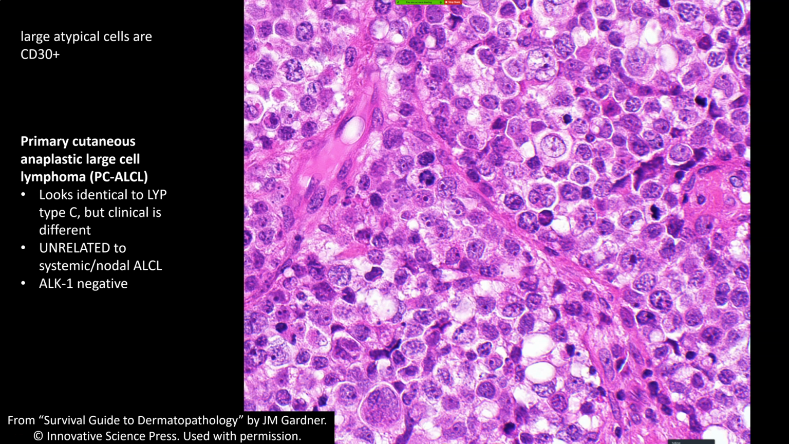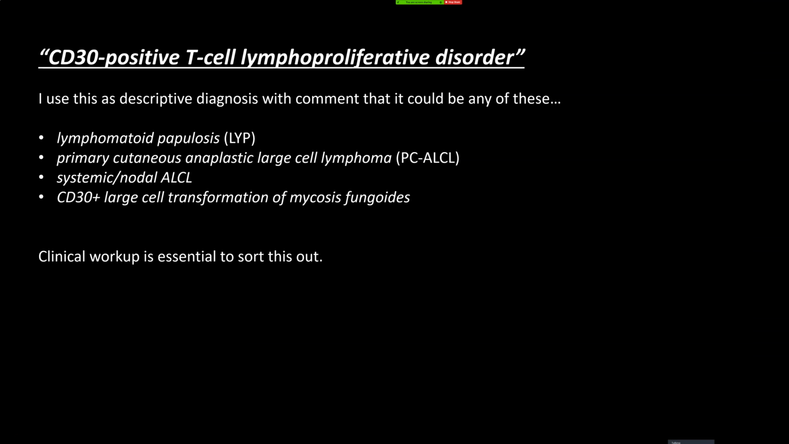And again, you can ask your friendly local lymphoma expert for much more detailed guidance on this, but I'm just trying to teach you the morphology and how to approach these microscopically. So how I sign these out, and I'm lucky I work with really awesome cutaneous hemepath experts like Dr. Junkins Hopkins, so I can show her and get her guidance. But what I've done over time in the past is I put the line diagnosis as CD30 positive T-cell lymphoproliferative disorder. I comment that all of these things could look the same microscopically: LYP, primary cutaneous anaplastic large cell lymphoma, systemic nodal ALCL involving the skin, like if it's the ALK negative type, and even CD30 positive large cell transformation of mycosis fungoides.